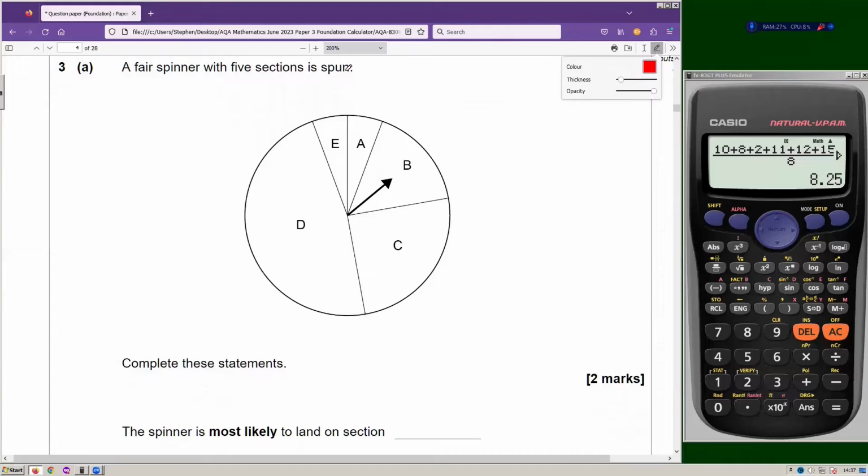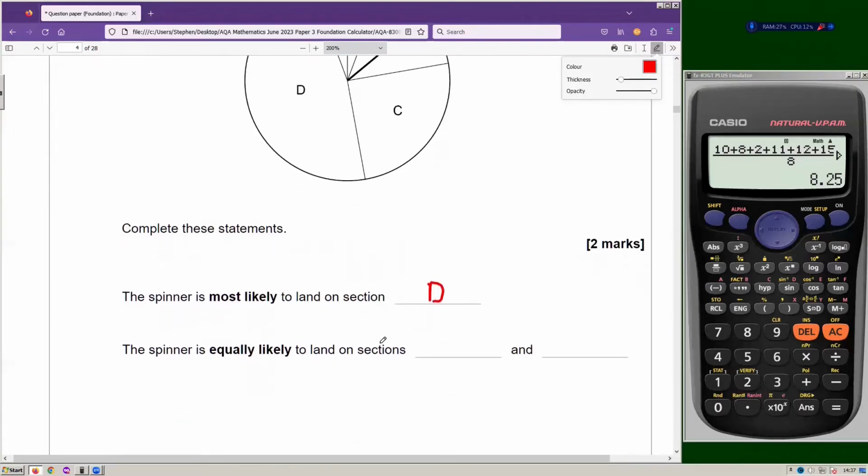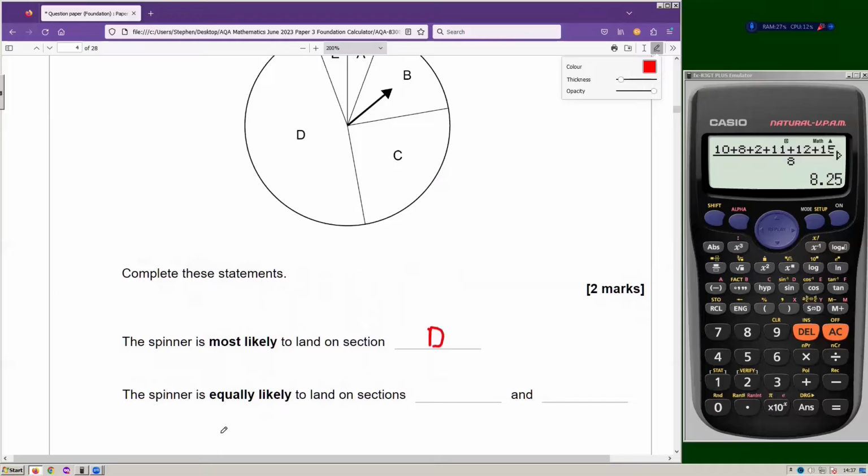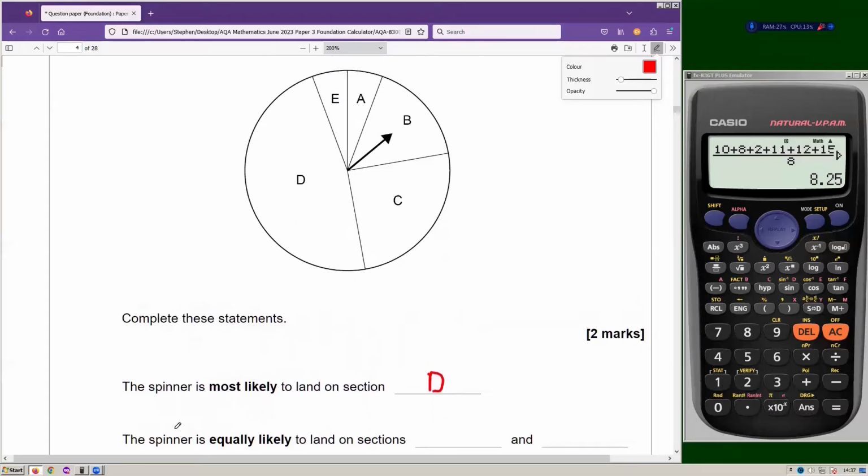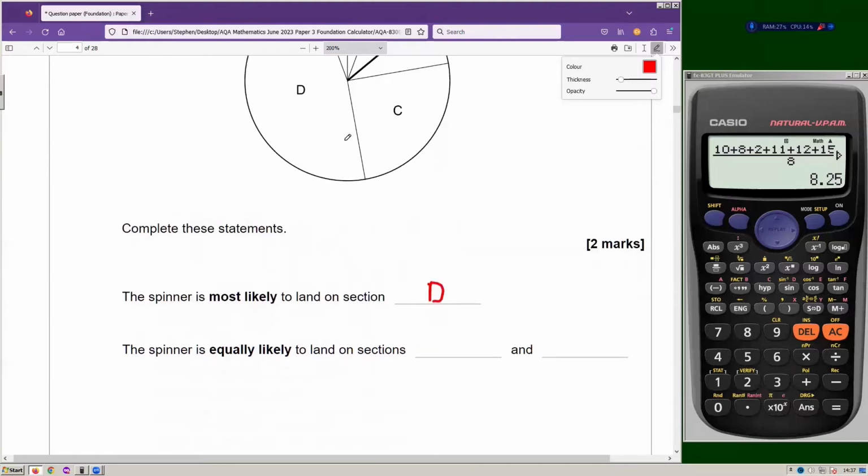A fair spinner with 5 sections is spun. Here's all our things. 1, 2, 3, 4, 5. There they are. Complete these statements. The spinner is most likely to land on section for the biggest one, D. Okay. The spinner is equally likely to land on sections, well, that's where they're the same. This one's smaller than C, which is smaller than D. These are the two that I think are equal to each other. So we're going to say E and A.